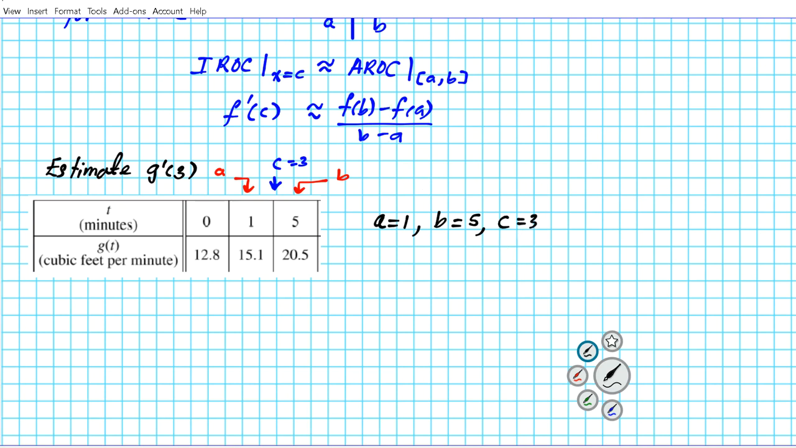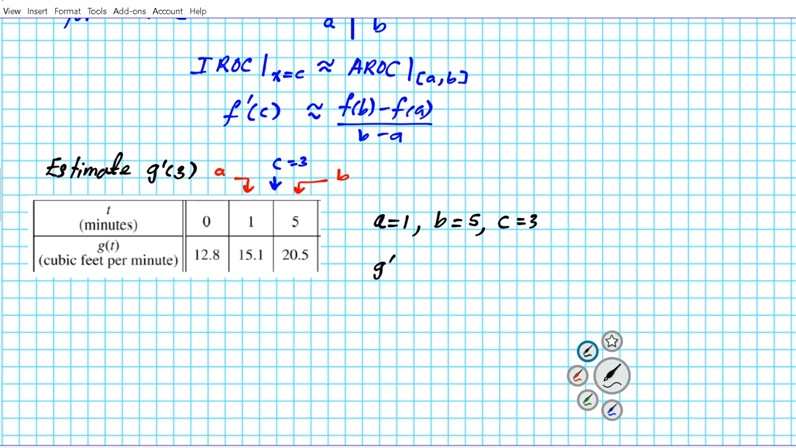Whenever you're asked to estimate the derivative, you just look at a table and pick the interval that contains a number before and after the particular x value you find the derivative at. So let's go ahead and apply this formula to the scenario that we are dealing with.